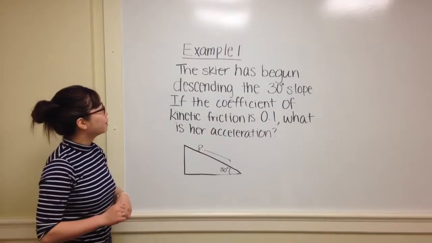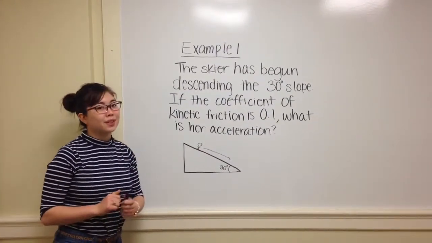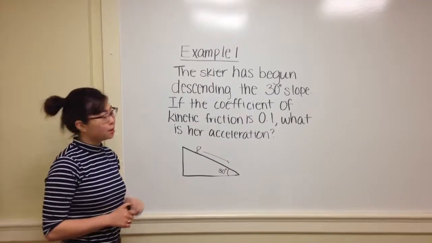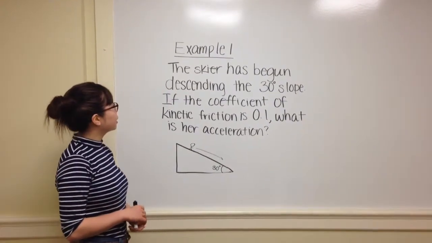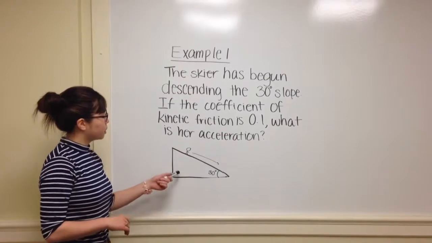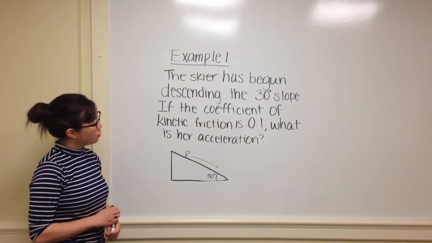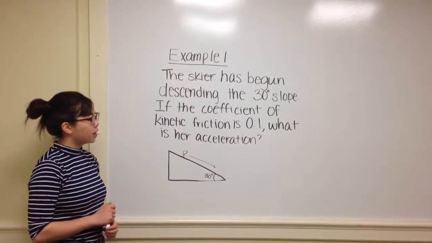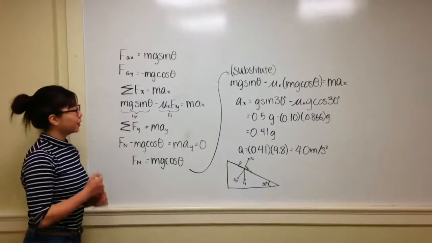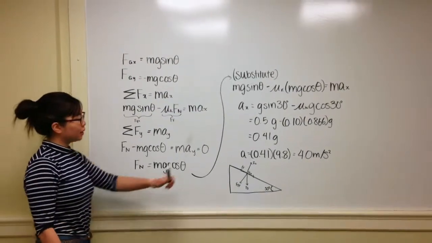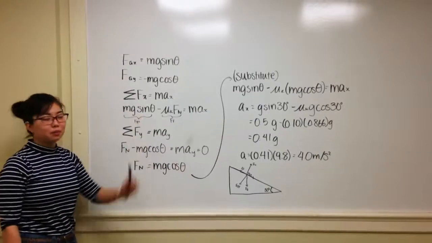This is an example of inclined planes with kinetic friction. So the example goes: the skier has begun descending the 30-degree slope, which is this figure. If the coefficient of kinetic friction is 0.1, what is her acceleration? So in order to solve this problem, we need to think about the coordinate system and the vector components.